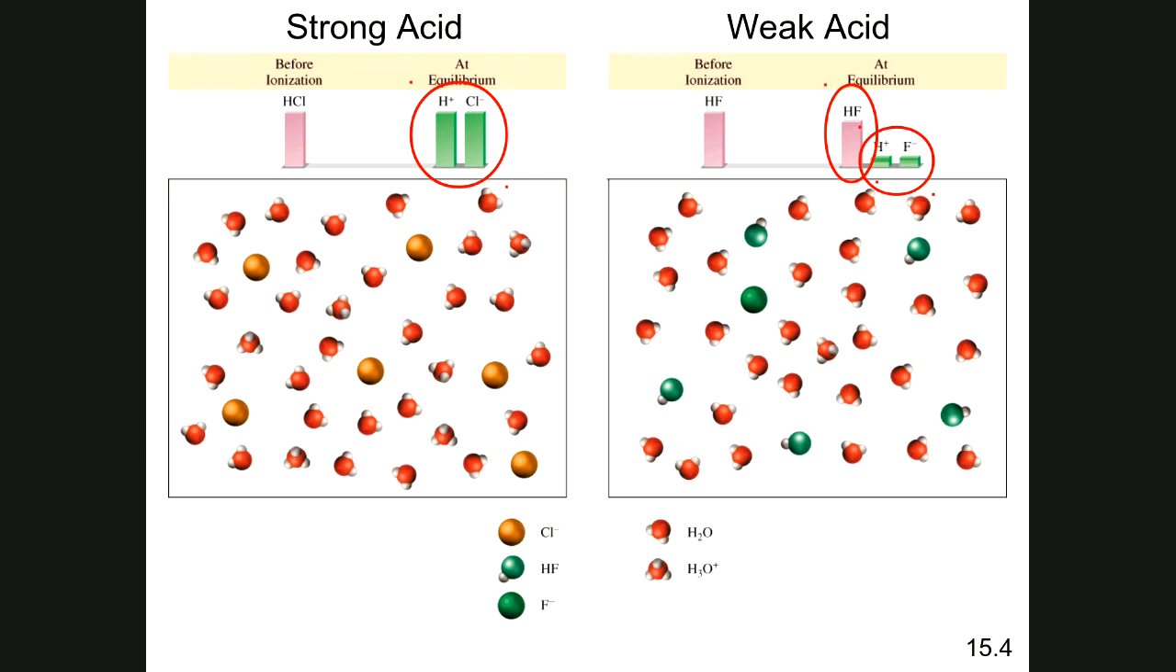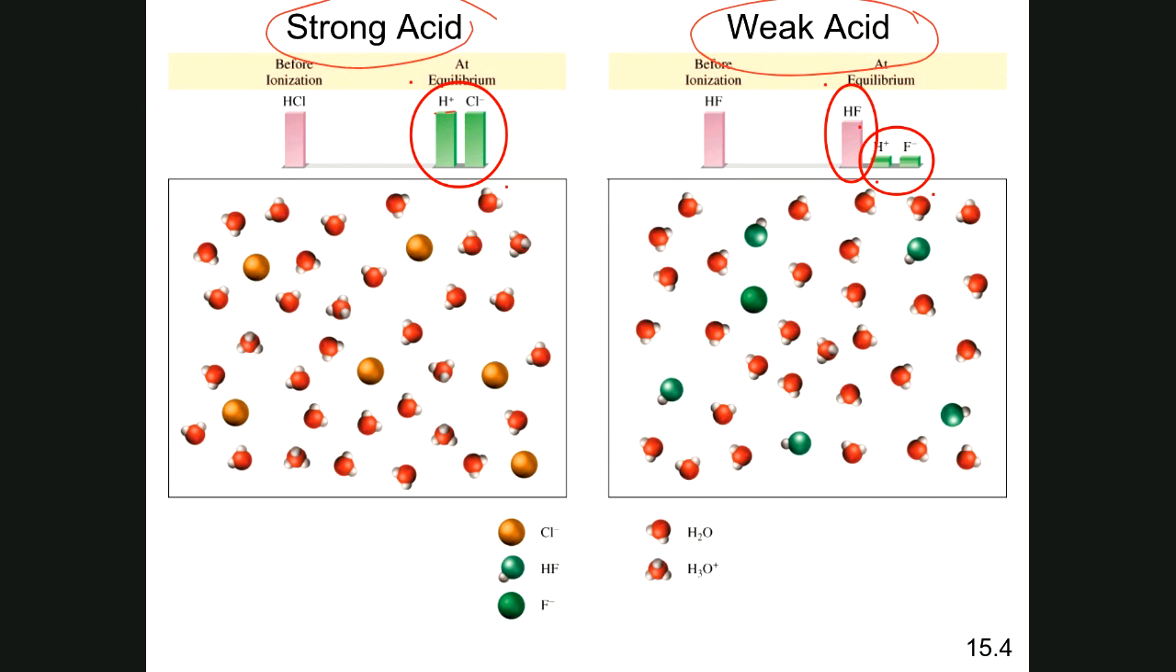How is a strong acid different from a weak acid, showing at the molecular level? If you have a strong acid, the concentration of the H+ and the Cl-, in this case for HCl, is going to be equal.